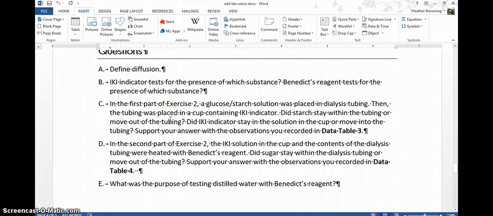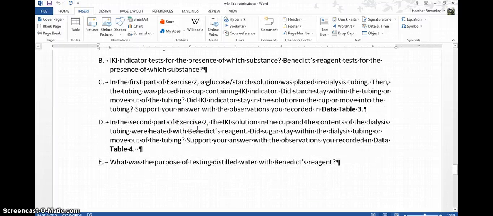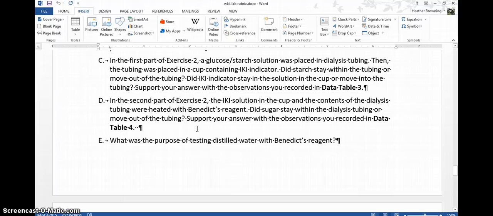So now we're looking at, in the first part of exercise 2, a glucose/starch solution was placed in dialysis tubing, and the tubing was placed in the container containing the indicator. So did your starch stay within the tubing or did it move out? You gotta tell me why and then how you saw that, right? And then the second part is gonna be the same concept, but now we're gonna heat it with our Benedict's, and then we're gonna say, does the sugar move or stay within? Okay, and you're going to give me observations, which will probably be the color change for both of these.